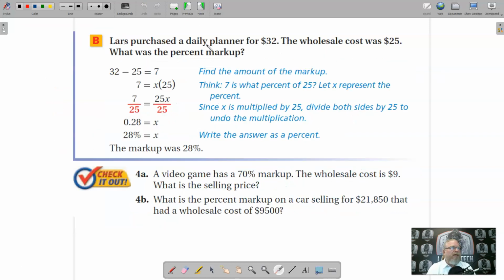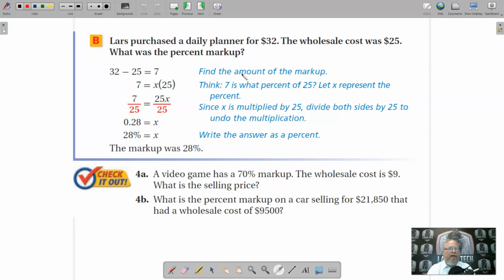Lars purchased a daily planner for $32. The wholesale cost was $25. What was the percent of markup? So at this rate, boy, this sure seems like they're doing this the difficult way, right? I kind of like the method.